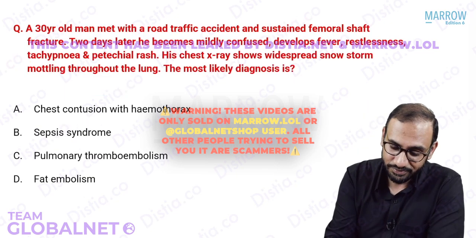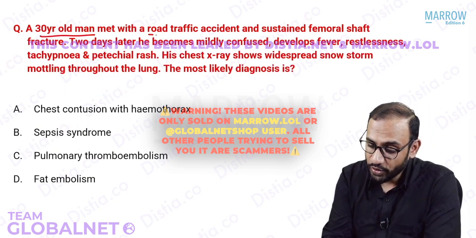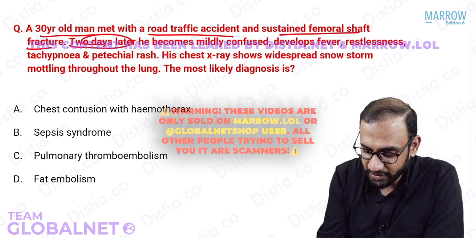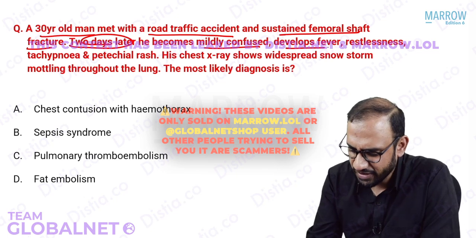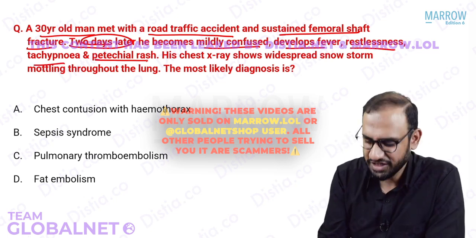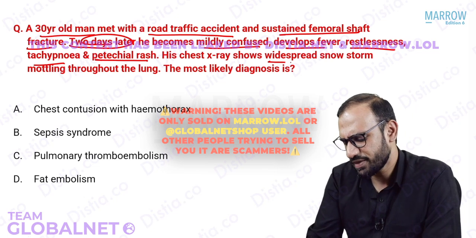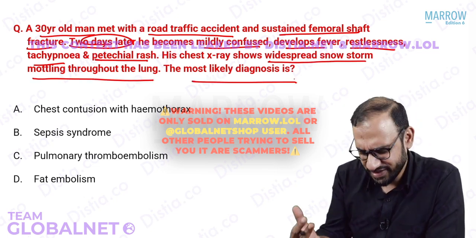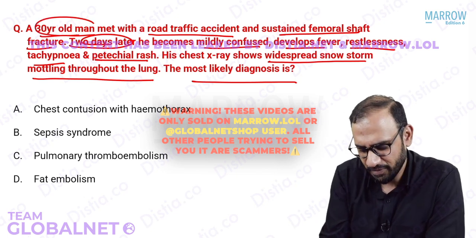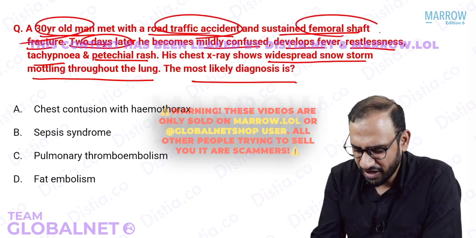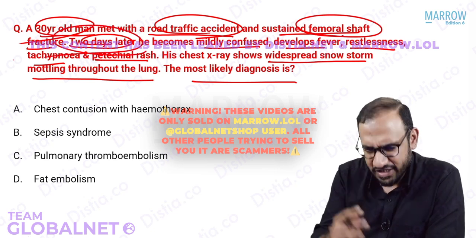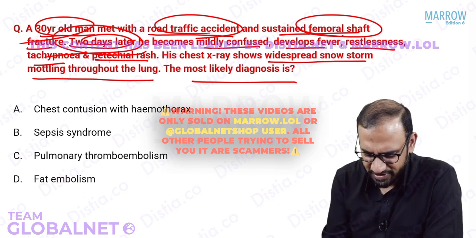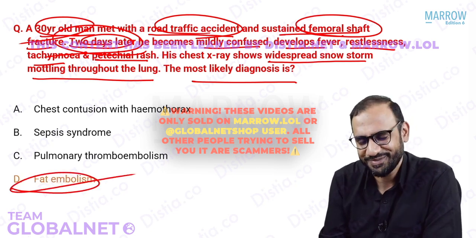A 30-year-old man met with a road traffic accident and sustained femoral shaft fracture. 2 days later, he becomes mildly confused, develops fever, restlessness, tachypnea and petechial rashes. His chest X-ray shows widespread snowstorm mottling throughout the lung. The most likely diagnosis is, my God, does it get easier than this? A 30-year-old young man, road traffic accident, femur shaft fracture, presents 48 hours later with central nervous system symptoms, respiratory symptoms and cutaneous symptoms. My friends, the answer is fat embolism syndrome.